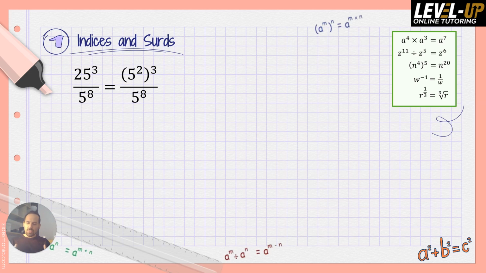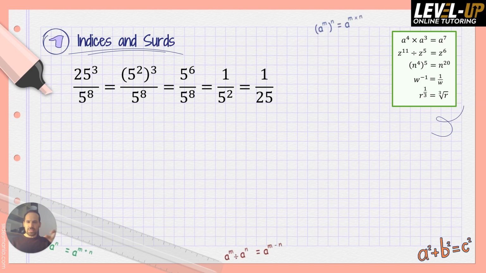So put 25 as 5 squared. On the top, we basically have 5 squared cubed, which comes to 5 to the 6th. Now that the bases are the same, we can do that division, can't we? It's going to be 5 to the power of 6 minus 8, which is 5 to the power minus 2, which we know is basically 1 over 5 squared, because the negative power means to take the reciprocal. And so we can simplify that to be 1 over 25 if we wanted.